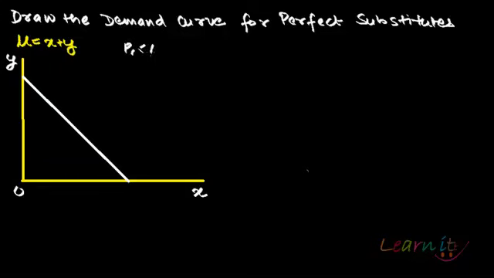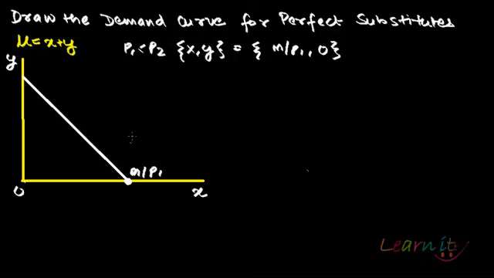When P1 is less than P2, the demand for x and y are m by P1 and 0. So there is none of y being consumed and all of x is consumed. So this is your m by P1.